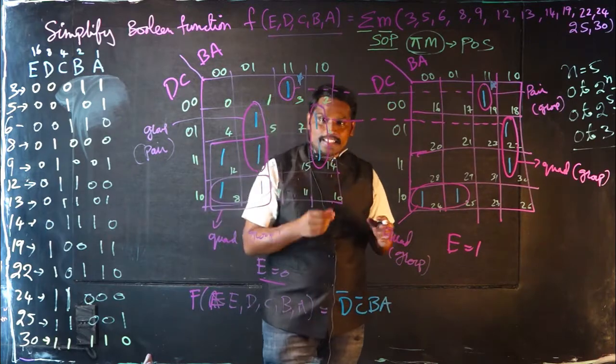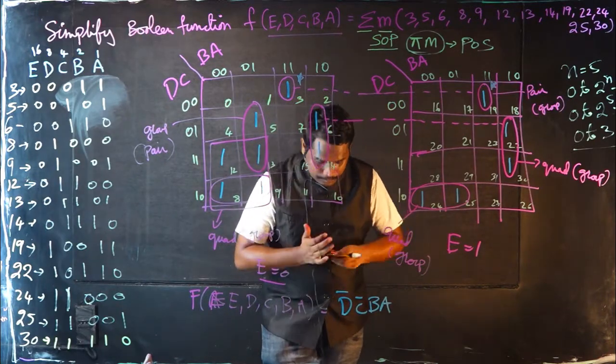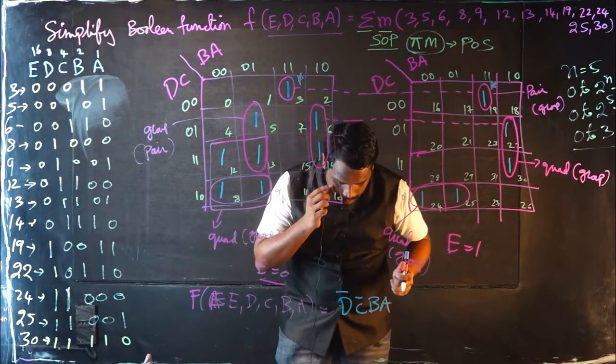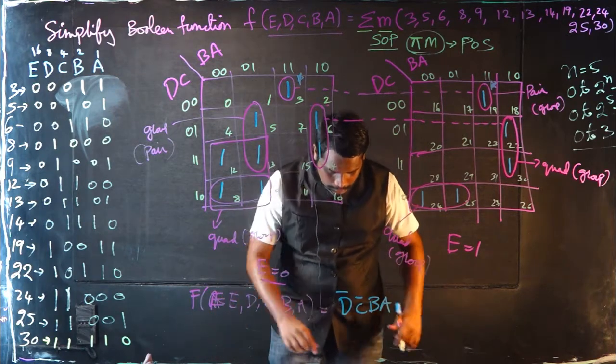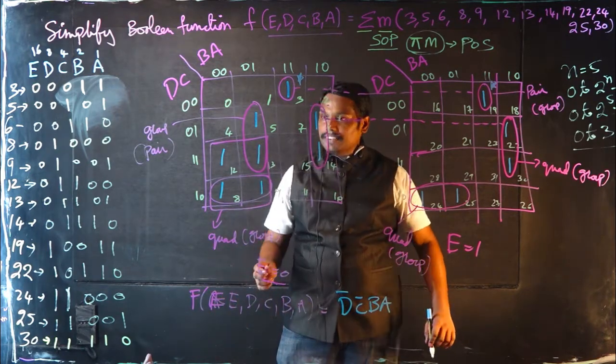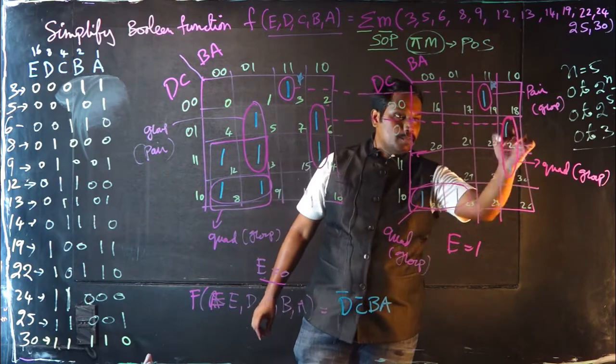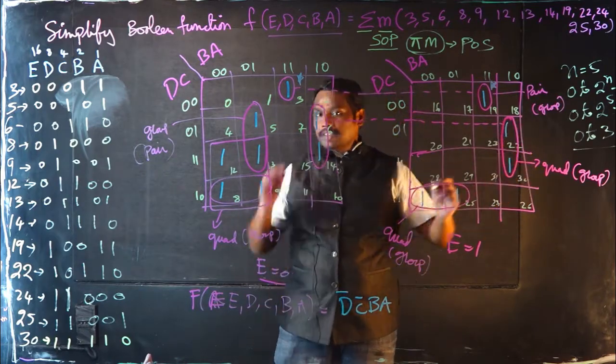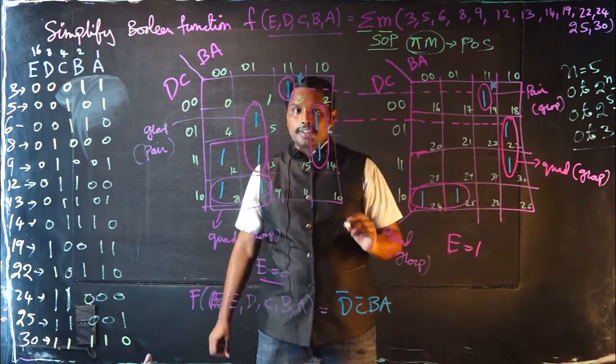Now I am going to generate another term, right, another term. So here we see this particular term, right? This particular term we are going to see, and here also you can see this particular term.